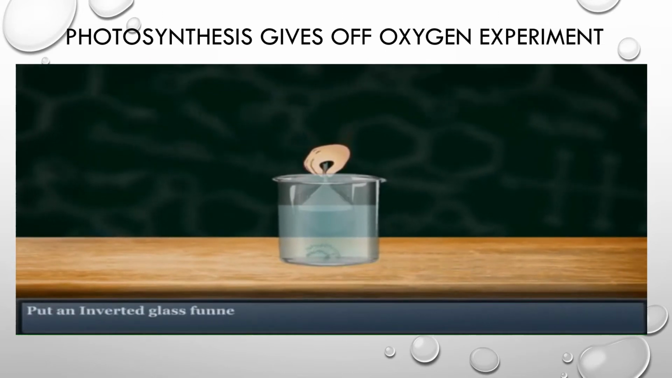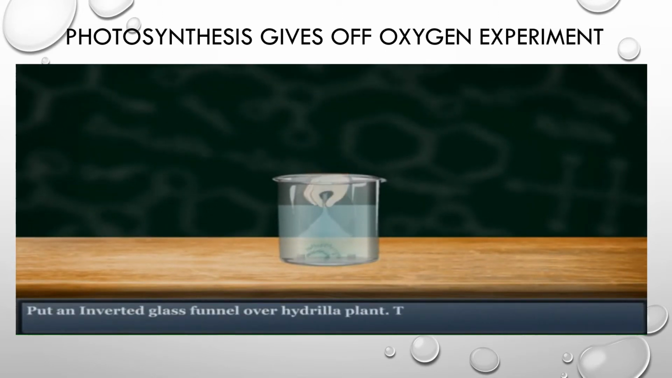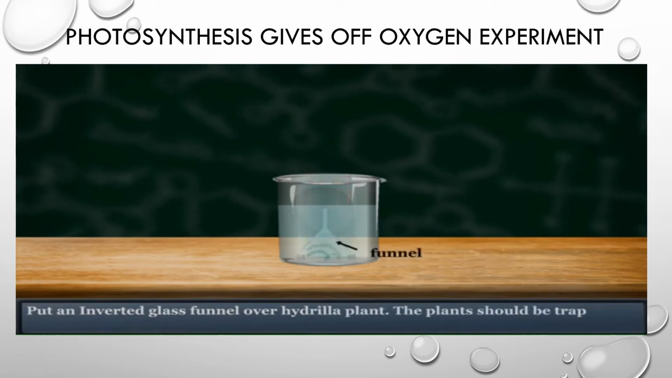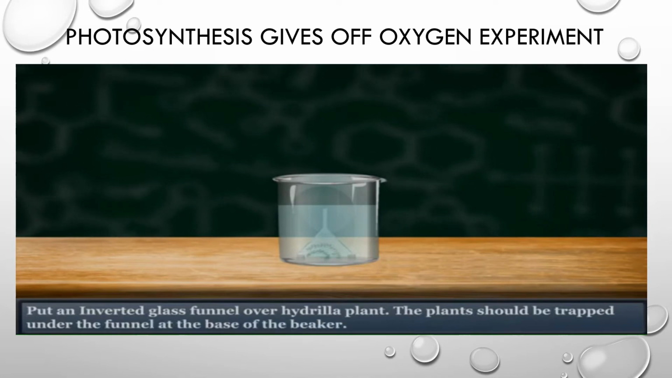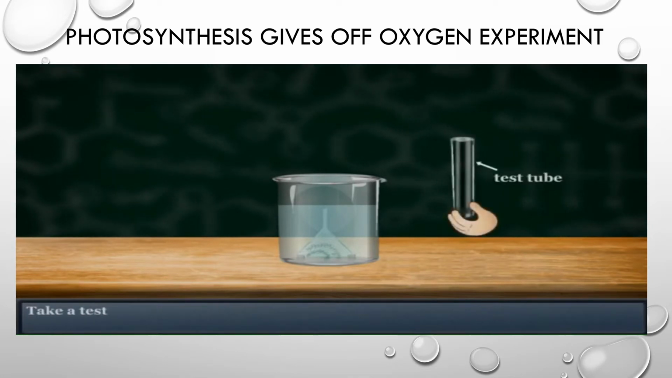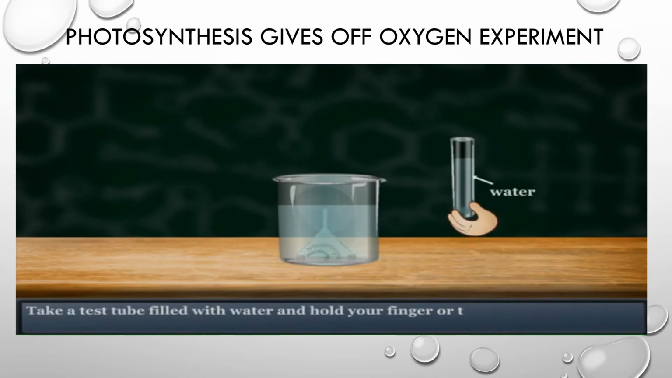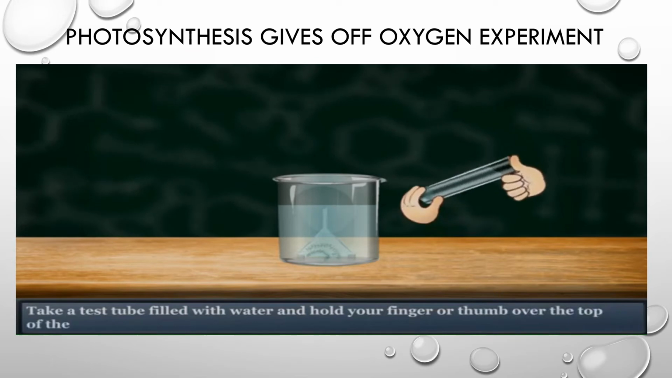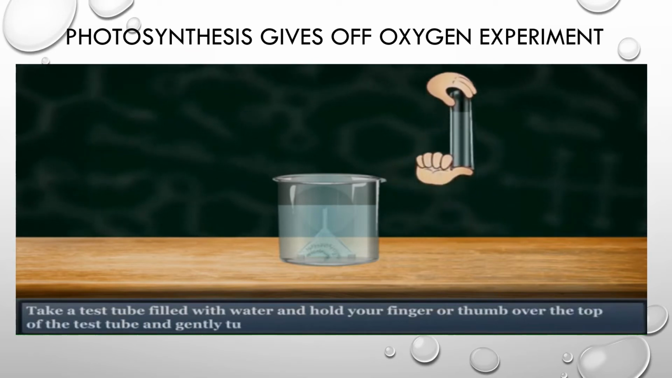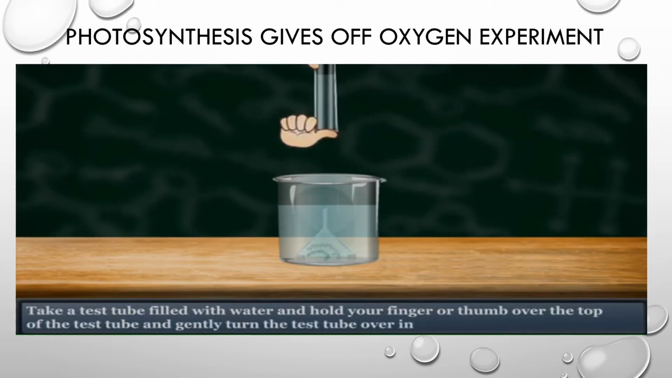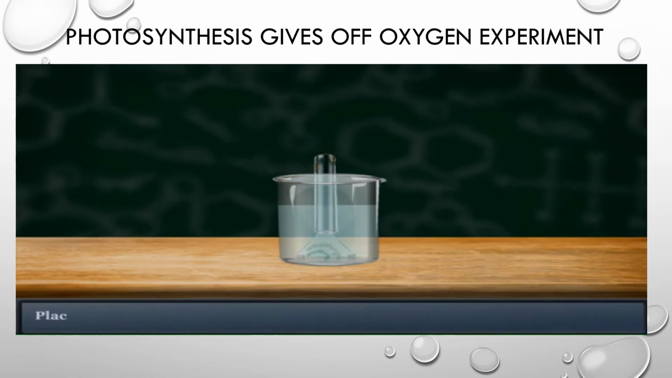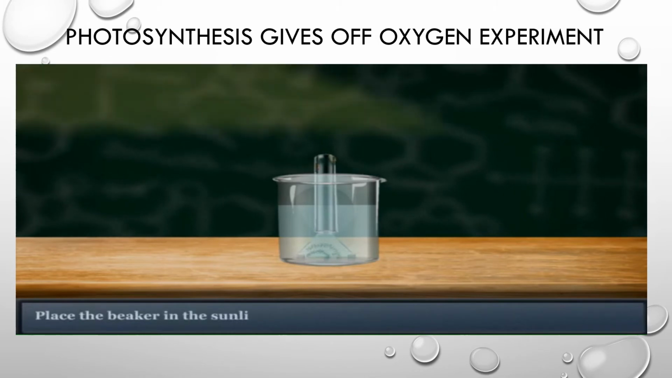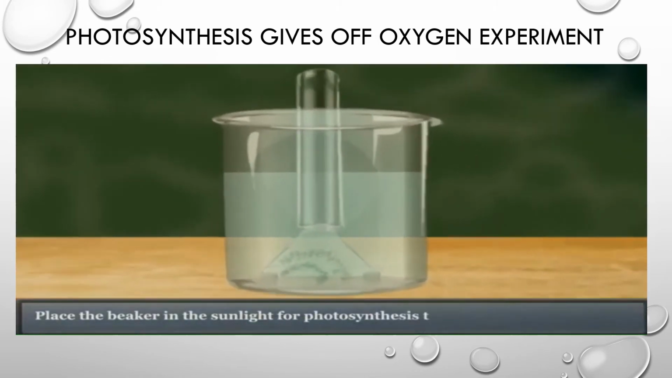Put an inverted glass funnel over hydrilla plant. The plants should be trapped under funnel at the base of the beaker. Take a test tube filled with water and hold your finger or thumb over the top of the test tube and gently turn the test tube over into the stem of the funnel. Place the beaker in the sunlight for photosynthesis to take place.